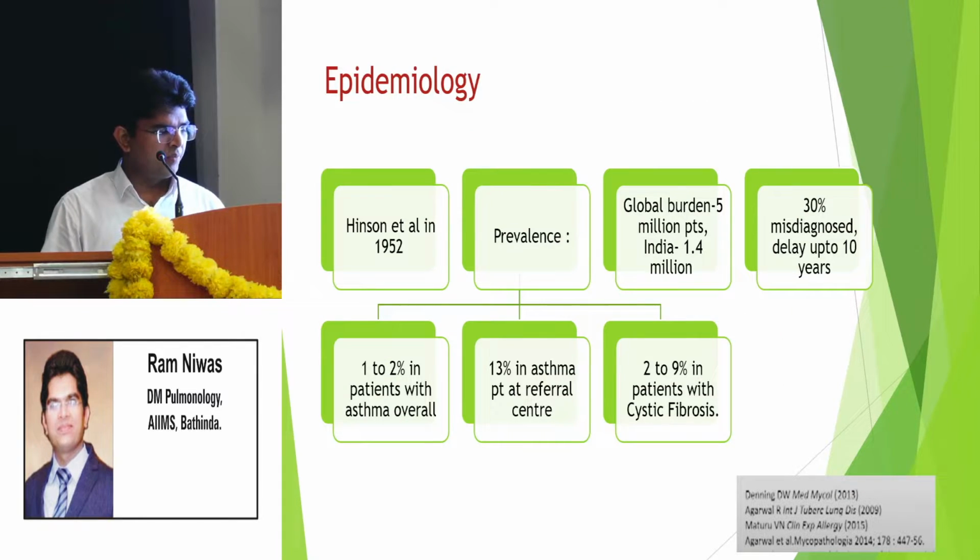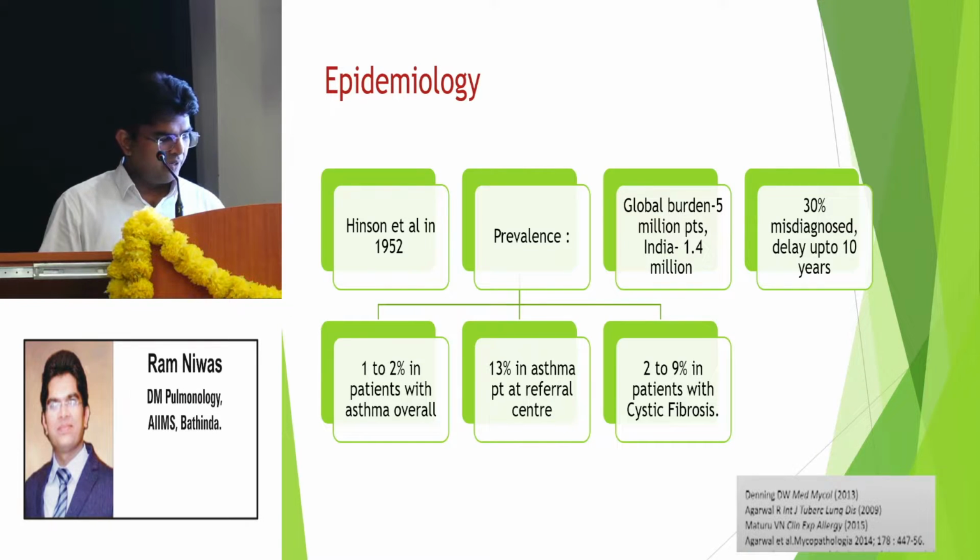Now coming to epidemiology, the first case report of ABPA was published in 1952 in the UK by Hinson et al. If we talk about prevalence, the true prevalence is unknown because there is no community-based study, but there are hospital-based studies, and it is found that around 1 to 2% of patients with asthma have ABPA. At referral centers, the prevalence is 13% in asthma patients, and it is 2 to 9% in cystic fibrosis patients.